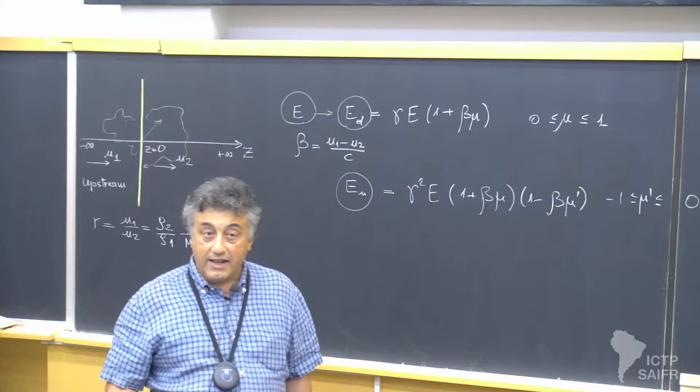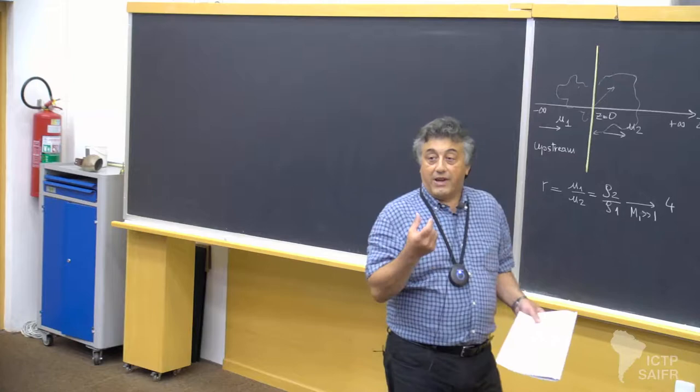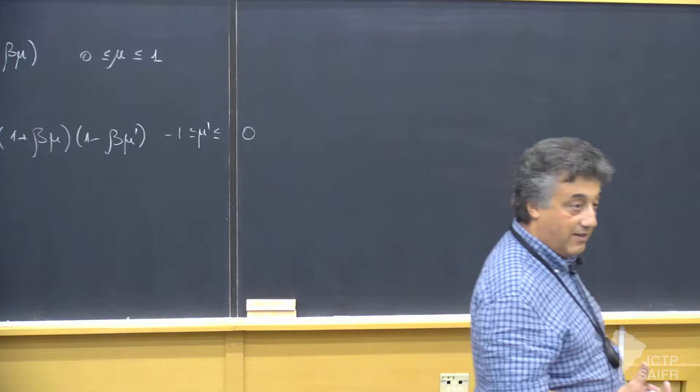All of a sudden, you invent a system for which there are no configurations that lead to energy decrease. Therefore, the system, as we will show in a second, becomes first order in the quantity beta, which is (U1 minus U2) over c. The other thing that happens is that the order parameter that was v_A over c in the case of the exercise with clouds a la Fermi now becomes this beta, which is (U1 minus U2) over c.